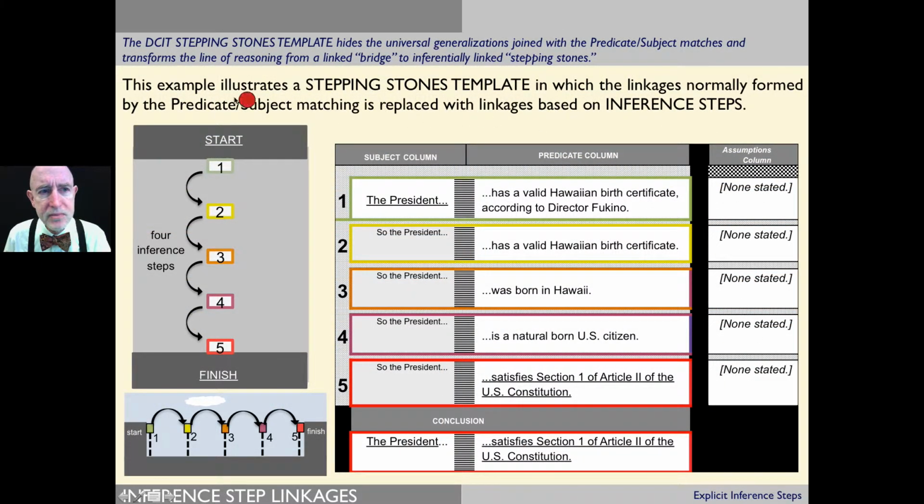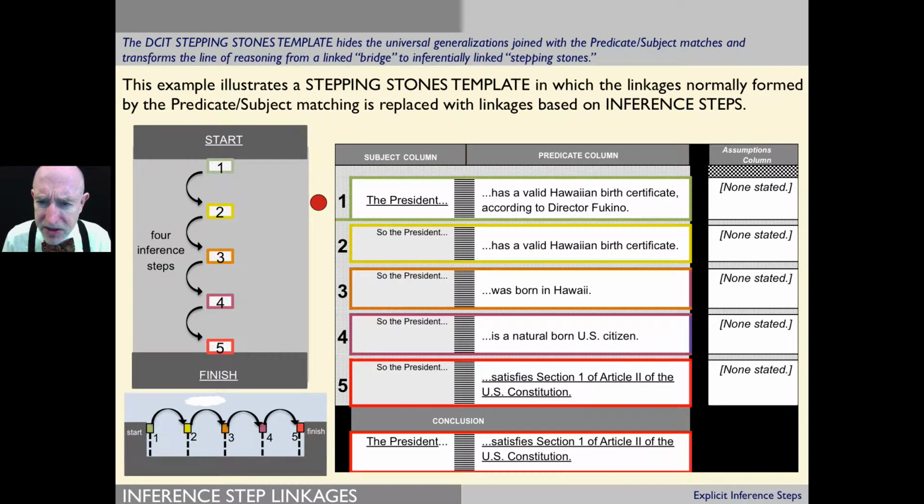Now we're going to talk for a moment here about a stepping stone template. This is where the linkages, the missing premises between each of these, are not stated. And instead, the connection is through inference steps. So here, it's probably easier to explain through an example. Here we have 5 sentences.